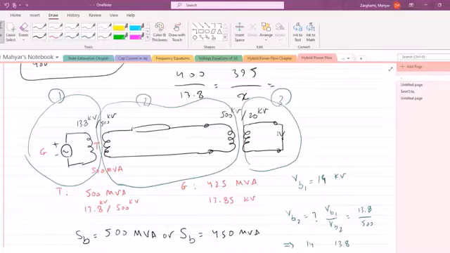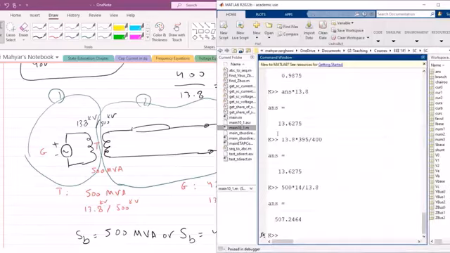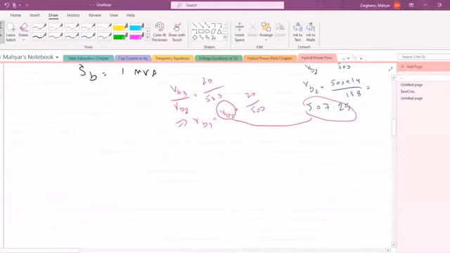So the key point is that the base voltages, when going from one voltage level to another, should change based on the turns ratio of the transformers used in that part of the system. Okay, so this means that I could have multiple voltage bases in my system, but for the whole system, I would have only one base for power. So one base for power, multiple bases for voltages.